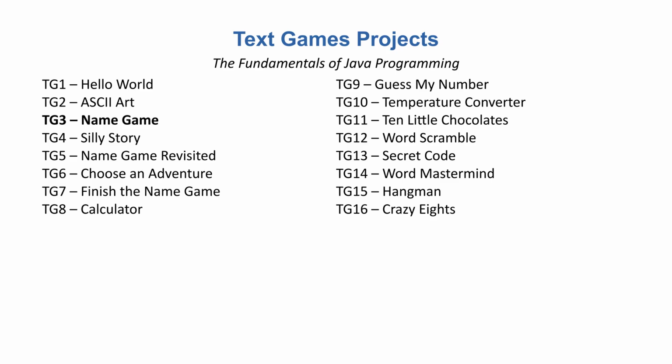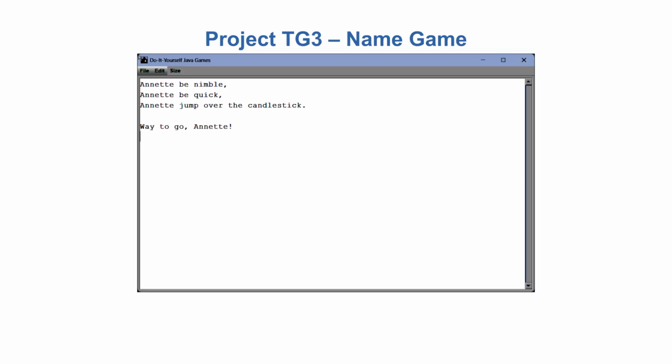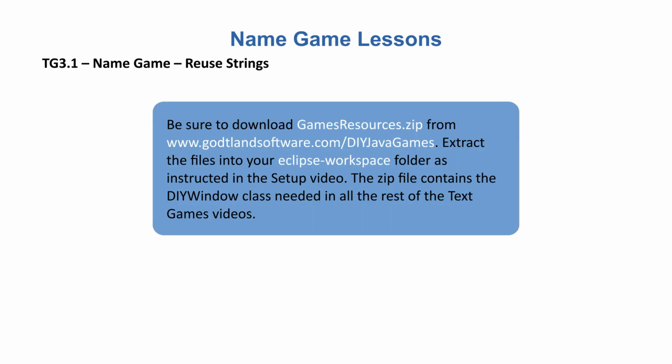Note, the name game is spread across 3 different projects, TG3, TG5, and TG7. In this project, we'll create a program to substitute your name in an old nursery rhyme as shown here using my name. This is lesson TG3.1. You'll define a string variable to be used many times.